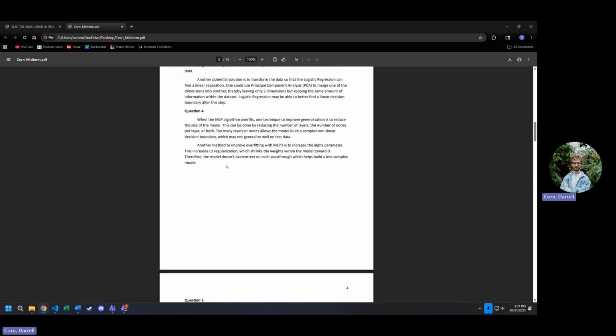Another way to try to improve the overfitting would be to increase the alpha parameter within MLP. So this alpha parameter controls L2 regularization, which shrinks the weights of the model towards 0. And that prevents the model from making these large leaps and changes to fit to the data. The weights move more gradually and don't really fit to the noise as much. So it could make a more general decision boundary that fits better to test data.